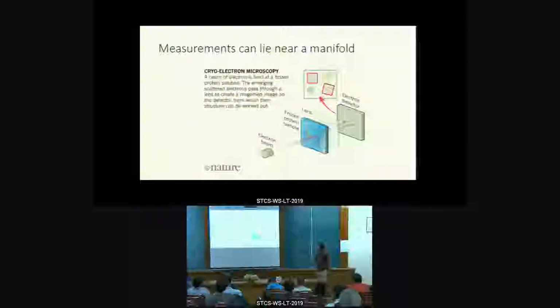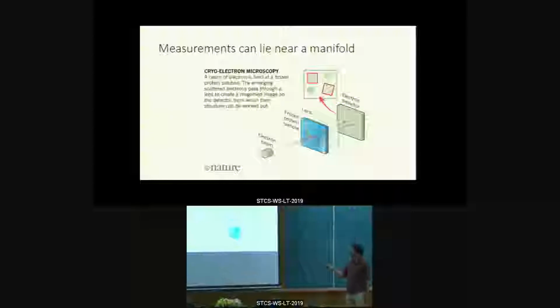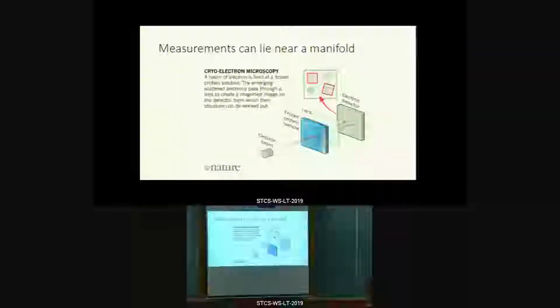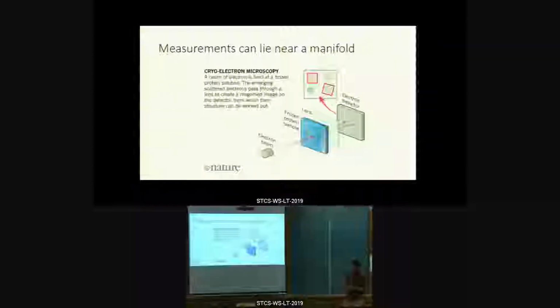So why should measurements lie near a manifold? Take, for example, the case of CryoEM. Here you have a large number of isometric large protein molecules embedded in a thin layer of ice. Then you shine an electron beam and measure the shadow on a screen behind. What you see are these shadows of randomly oriented molecules, and from these noisy shadows, we hope to understand the three-dimensional structure of these molecules.